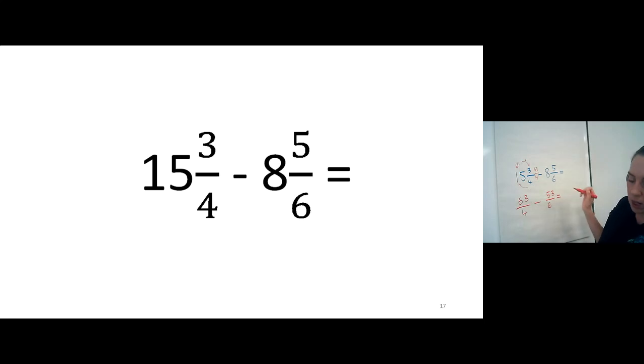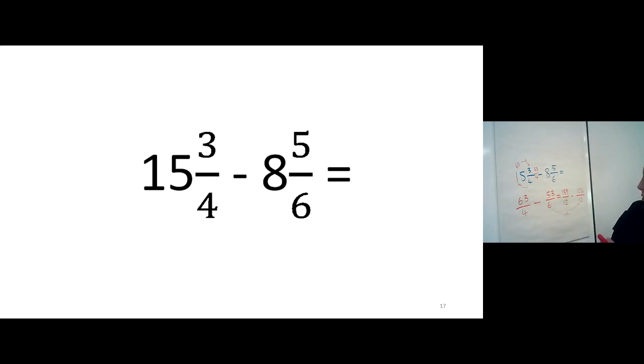What we then need to do is make the denominators the same. So the lowest common multiple of both 6 and 4 is 12. So we'll turn this into 12 first. To get from 4 to 12, we need to multiply by 3. So we multiply 63 by 3 to get 189. To get from 6 to 12, we need to multiply it by 2, so we'll multiply this by 2 to get 106. So we end up with 189 minus 106.